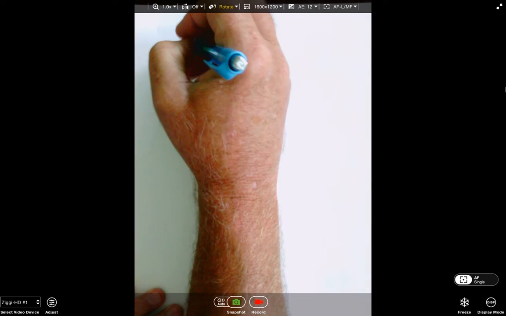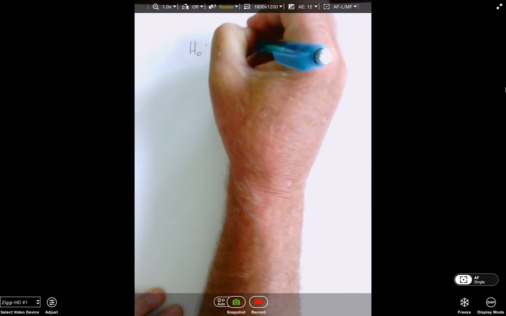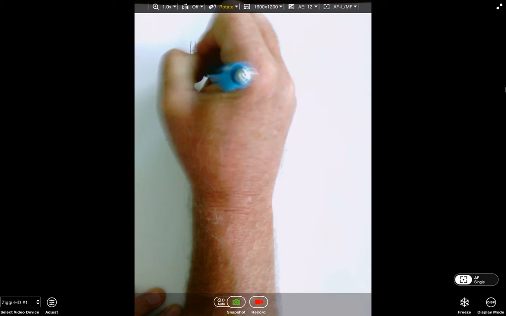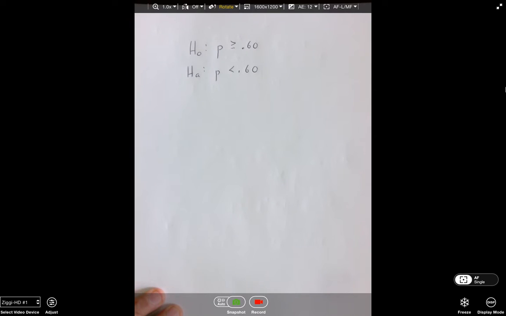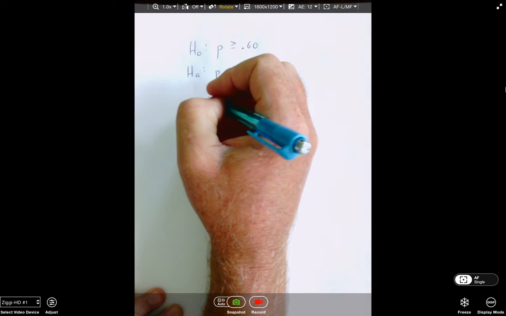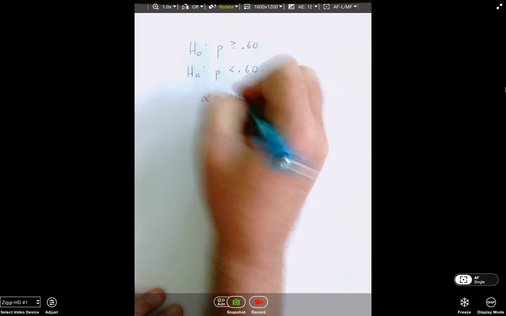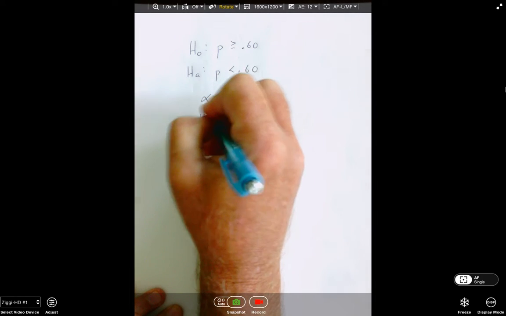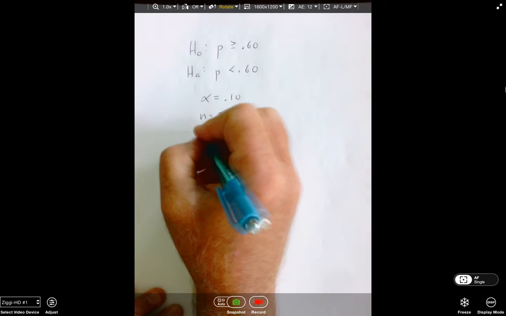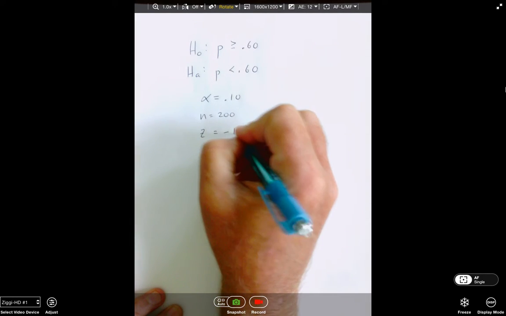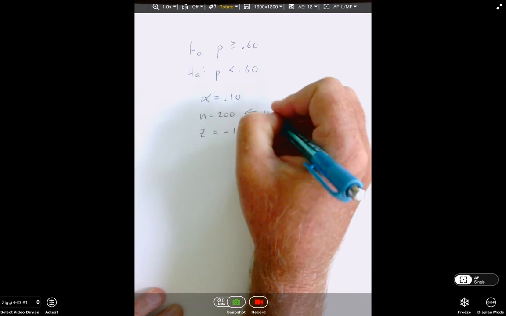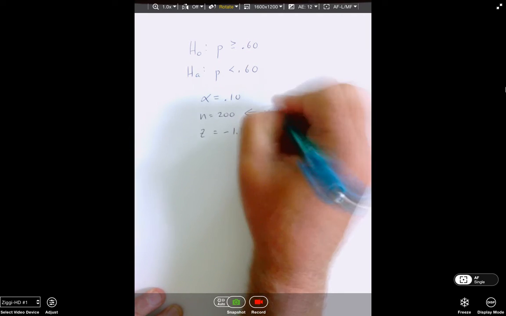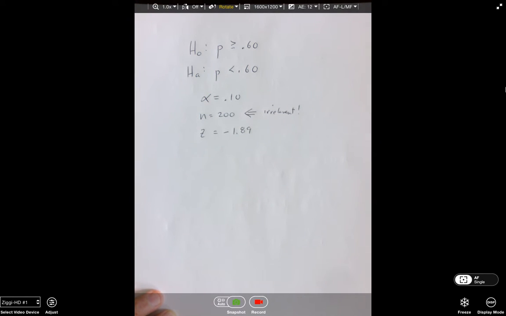1C. Here we are testing a percentage because there's a P there, versus less than 0.60. We're testing at 0.10. N is 200. And Z is negative 1.89. This number right here, even though we have it, is irrelevant.